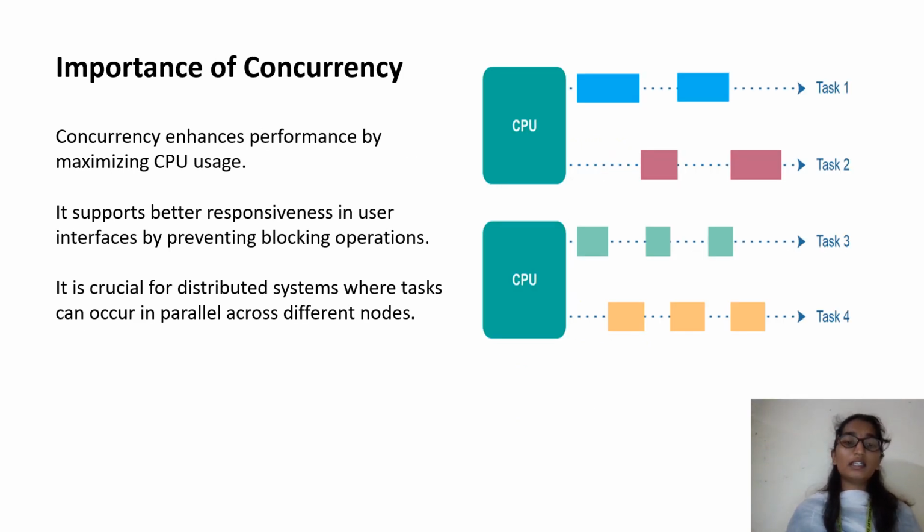Importance of concurrency. Concurrency enhances performance by maximizing CPU usage. It supports better responsiveness in user interfaces by preventing blocking operations. It is crucial for distributed systems where tasks can occur in parallel across different nodes. Here, if you observe this diagram, here it is task 1, task 2, task 3 and task 4. These tasks are performed with the help of CPU.